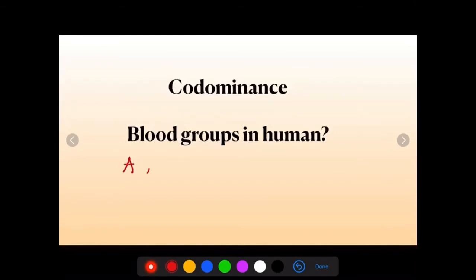Yes, blood group A, then of course blood group B, blood group AB, the universal acceptor, and blood group O, the universal donor. These are the major 4 blood groups discovered by Karl Landsteiner. Now let us relate this to genetics.